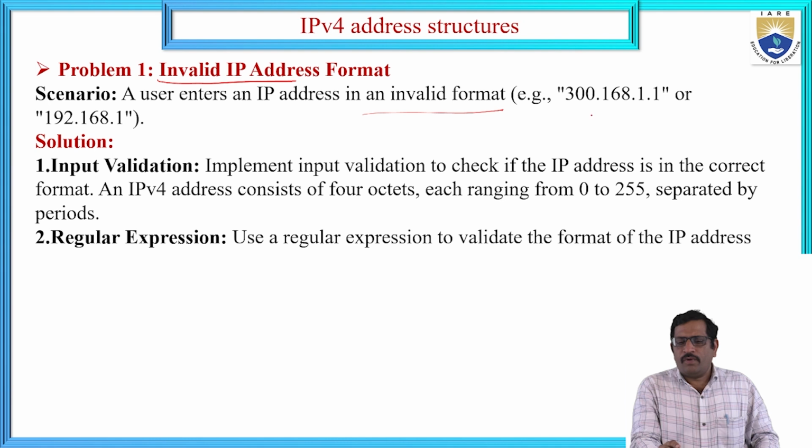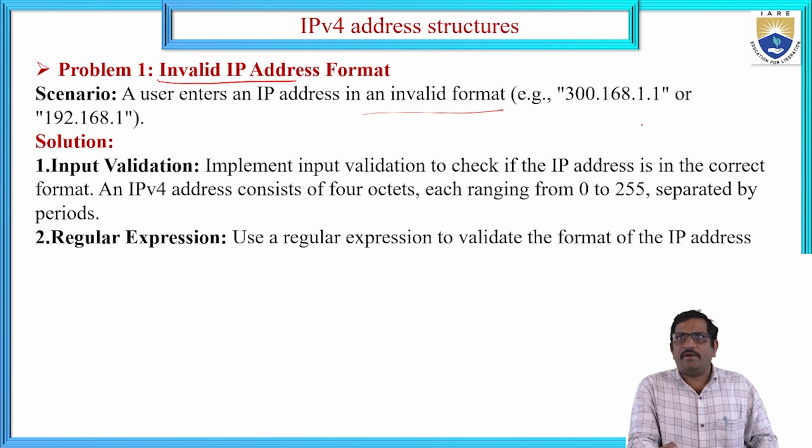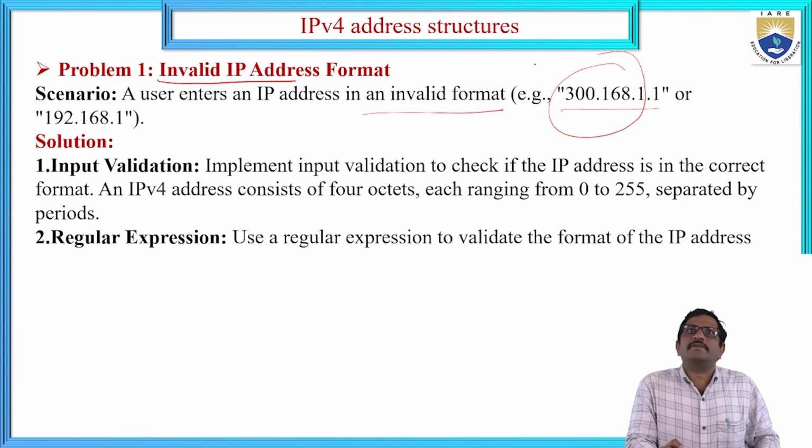That is, 192.168.1 or 300.168.1.1. If it is an invalid format, generally an IP address has a total of 4 parts. Here only 3 parts are there: 192 is one, 168 is another, and 1. So the remaining part is missed, and the system will consider it an invalid address.